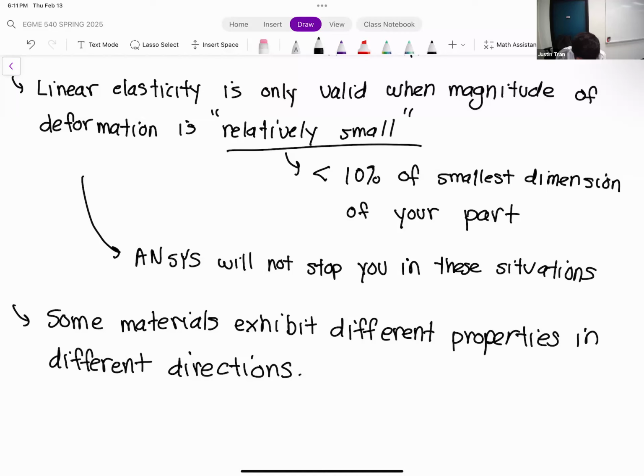So depending on the direction of loading for certain materials, you may get different behavior. And this is quite common, right? And so I think probably the most common example that people refer to is wood material.